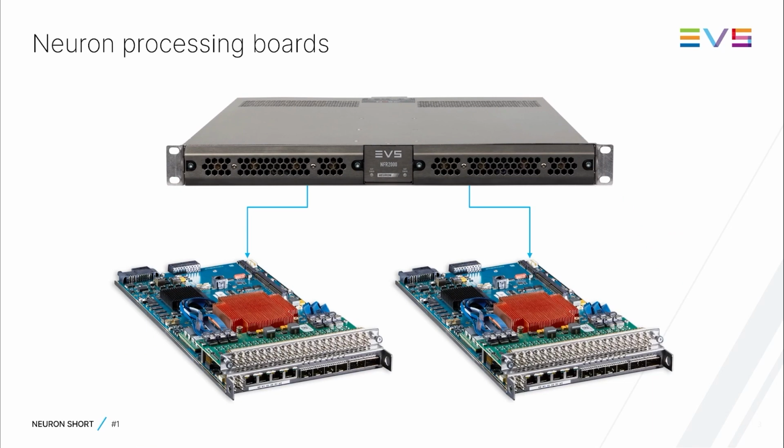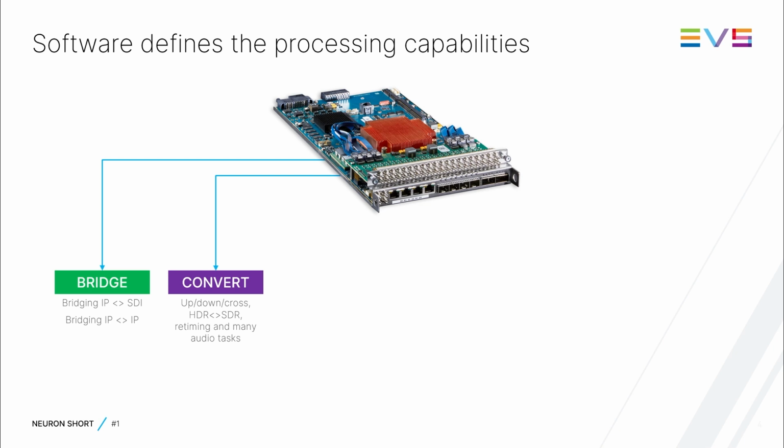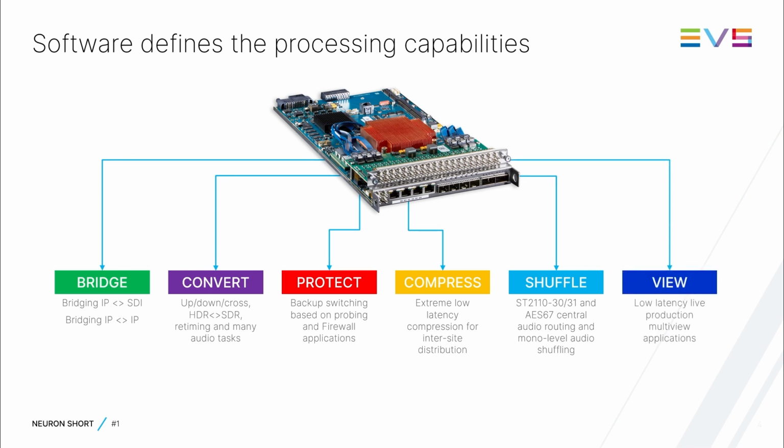different flavors. The software variations can be divided into various identities, such as Bridge for bridging SDI to and from IP, Convert for miscellaneous audio and video processing, like for instance format and HDR conversion, Protect for firewall and auto failover applications, Compress for high quality low latency compression of HD and UHD signals, Shuffle for swapping and shuffling thousands of individual audio channels, and View, our Neuron-based live production multiviewer.